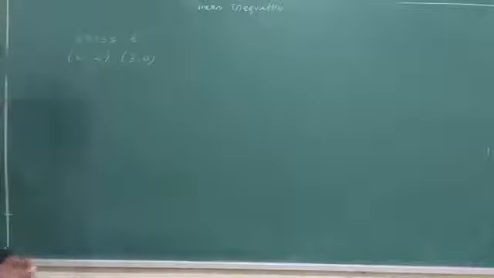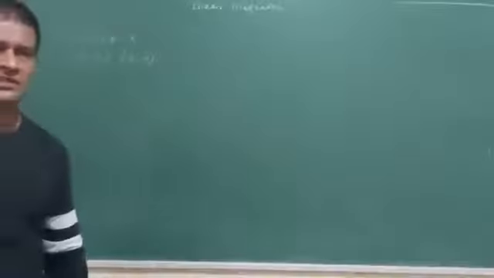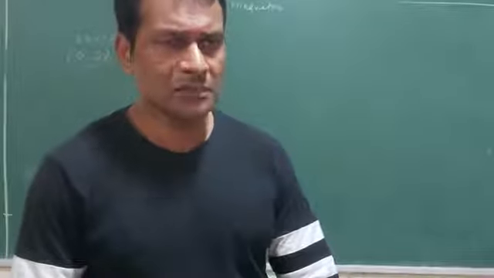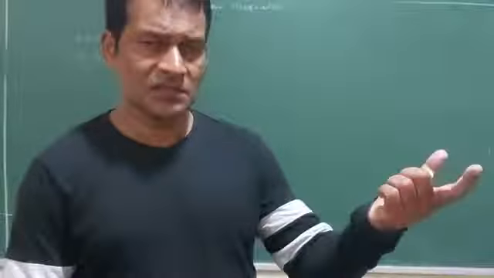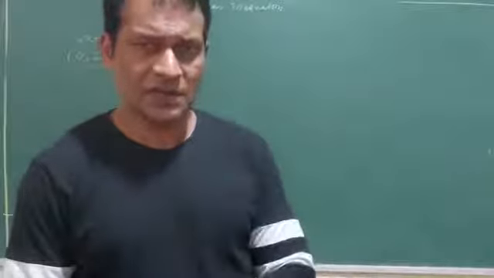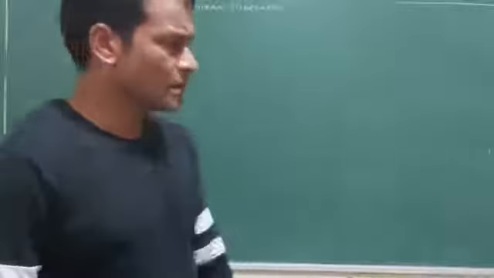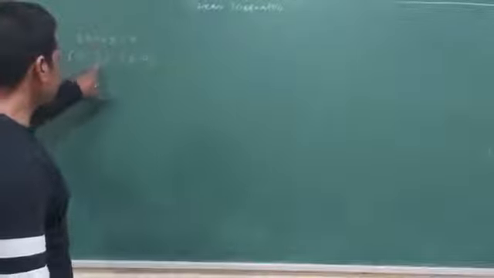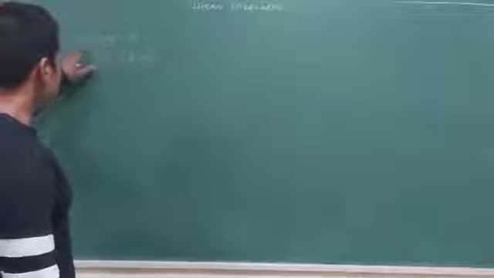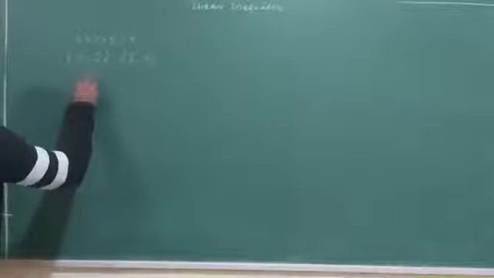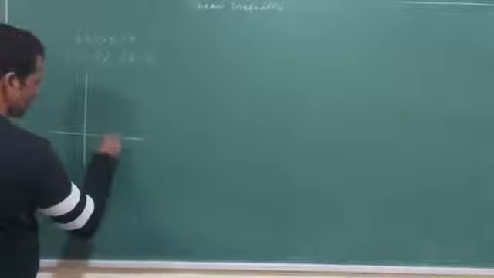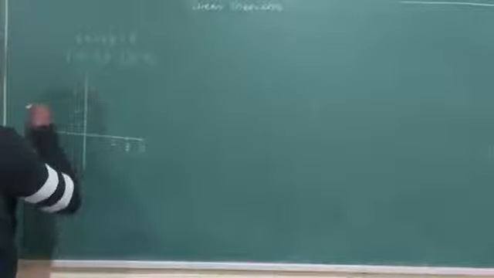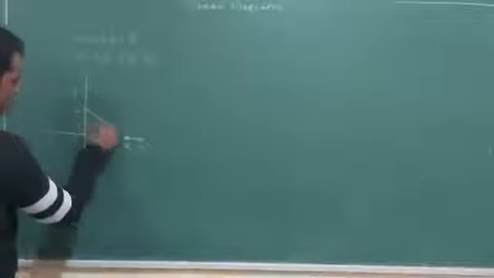What is the intercept method? Intercept method means where the line cuts the x-axis or y-axis. If it cuts the x-axis, y is equal to 0. If it cuts the y-axis, x is equal to 0. So I replace x equal to 0: 3y is equal to 6, y is equal to 2. Then y equal to 0, x is equal to 3. So how to draw the line? Points (0, 2) and (3, 0) to draw the line.